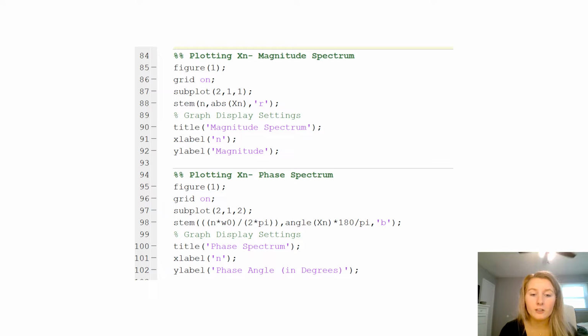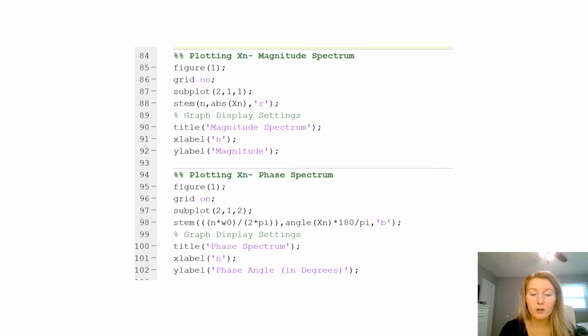Now we're going to plot our data. So we're going to plot the magnitude spectrum on figure 1, the grid is on. We're going to subplot it in location 2, 1, 1, and we're going to use the stem function because we do not want a continuous line. Our x-axis is going to represent the n values, and our y-axis is going to be the absolute value of our Fourier series coefficients. And then I added a detail of making sure that this plot was done in red. And then I do label my graph and axes.